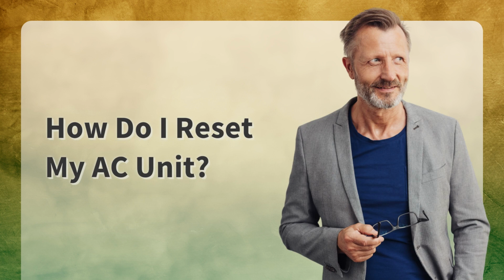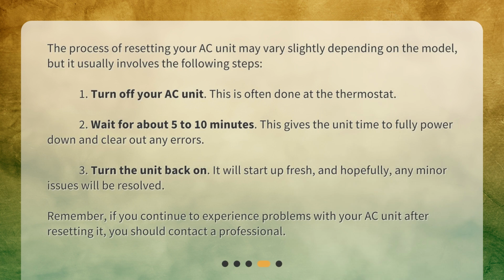How do I reset my AC unit? The process of resetting your AC unit may vary slightly depending on the model, but it usually involves the following steps. 1. Turn off your AC unit. This is often done at the thermostat. 2. Wait for about 5 to 10 minutes. This gives the unit time to fully power down and clear out any errors. 3. Turn the unit back on. It will start up fresh, and hopefully, any minor issues will be resolved. Remember, if you continue to experience problems with your AC unit after resetting it, you should contact a professional.